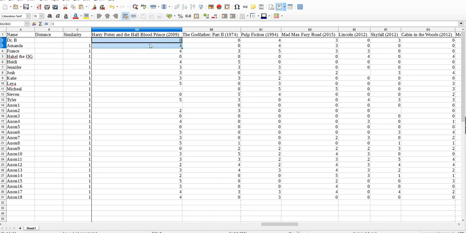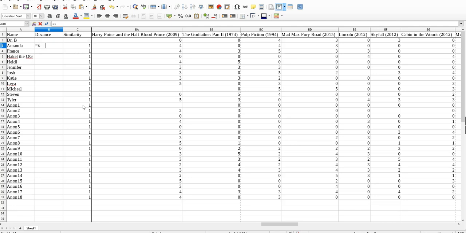For example, the distance between me and Amanda on Harry Potter and the Half-Blood Prince is 4. Our ratings differ by 4. But our differences on Pulp Fiction are 0. Our differences on Mad Max Fury Road are 0. Our difference on Skyfall is 3. We're taking the difference between my rating and her rating and then adding that up for every single movie.